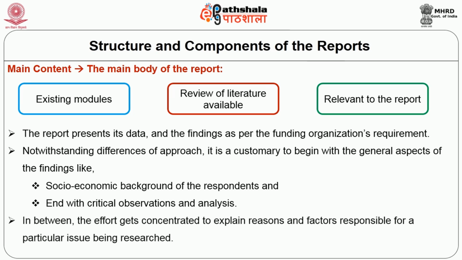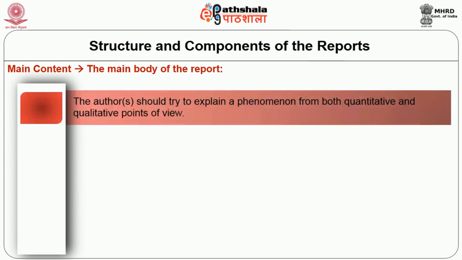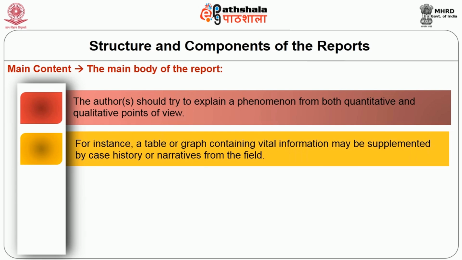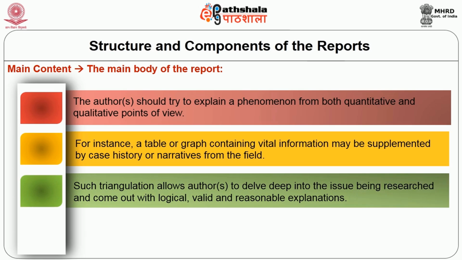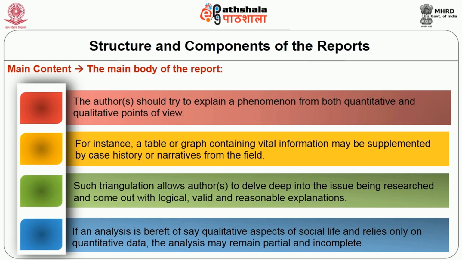In between, the effort is concentrated on explaining the reasons and factors responsible for a particular issue being researched. While doing so, the authors should try to explain a phenomenon from both quantitative and qualitative points of view. For instance, a table or graph containing vital information may be supplemented by case histories or narratives from the field. Such triangulation allows authors to delve deep into the issue being researched and come out with logical, valid and reasonable explanations. If an analysis is bereft of, say, qualitative aspects of social life and relies more on quantitative data, the analysis may remain partial and incomplete.